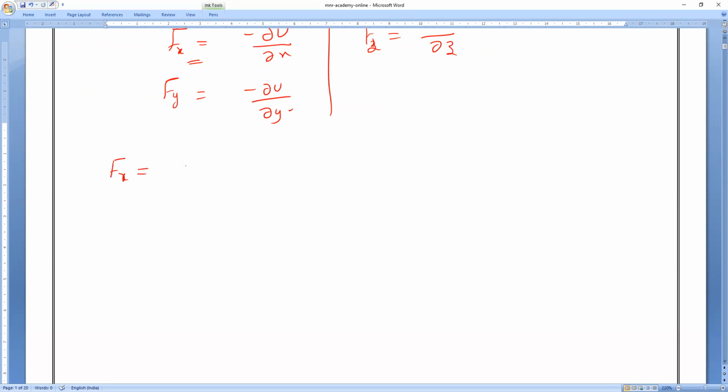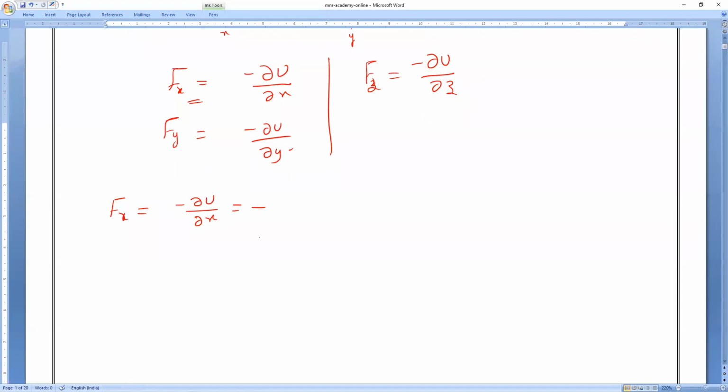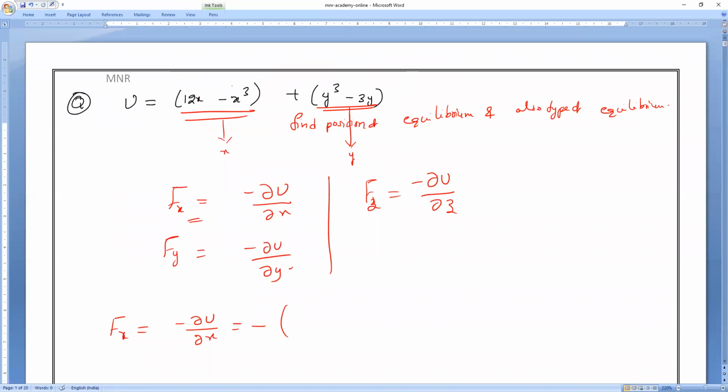Let us solve now with respect to x. With respect to x, y is equal to 0. So minus of del u, look at the function: 12x minus x cube. Differentiating, 12x gives 12, and minus x cube gives minus 3x square. Plus, with respect to x, y is always 0, so that whole function becomes 0.